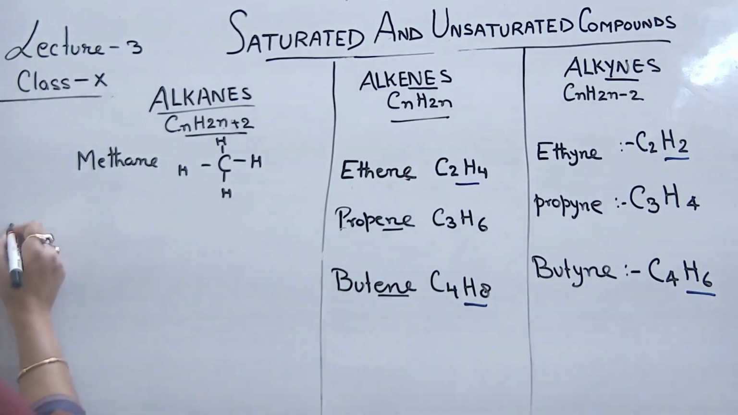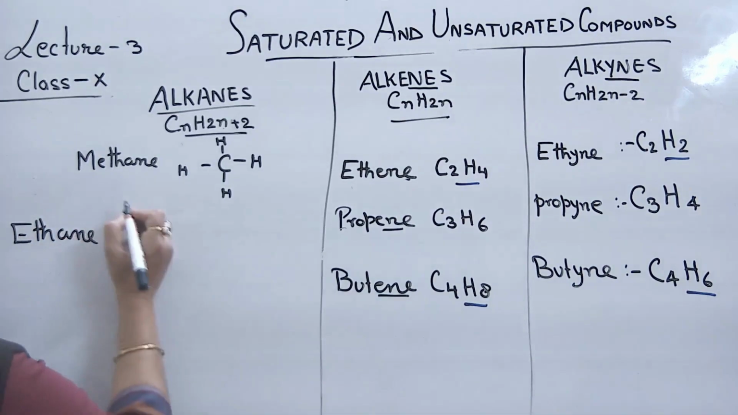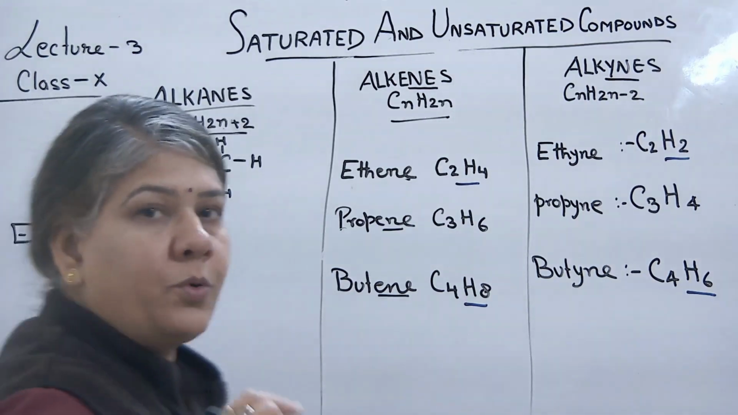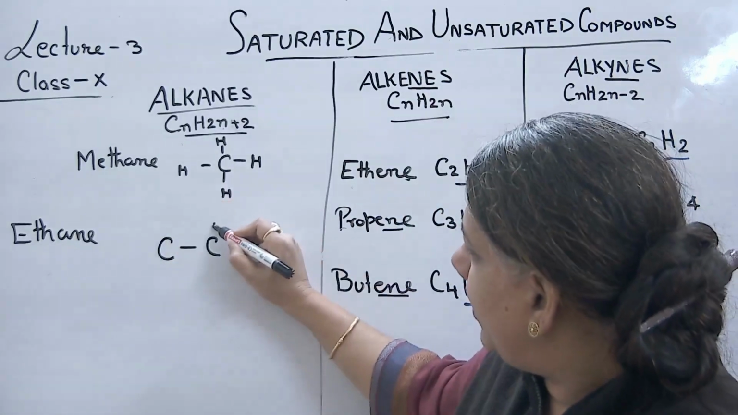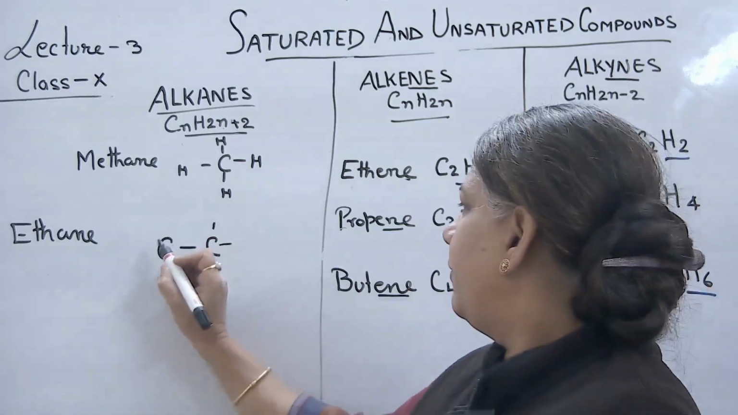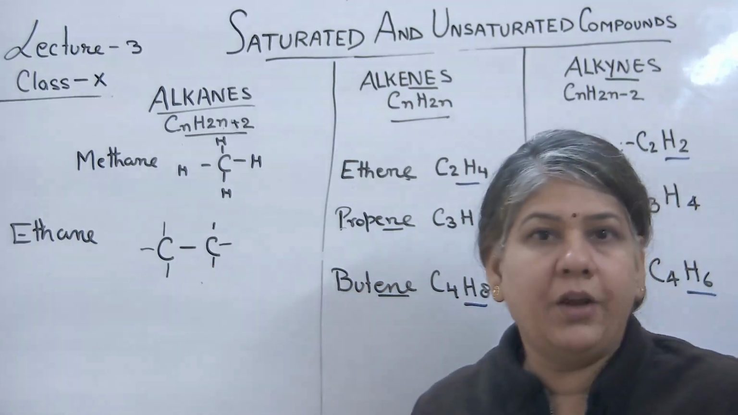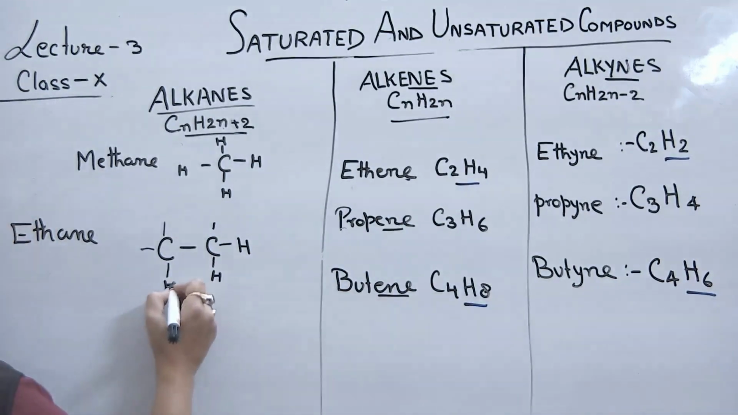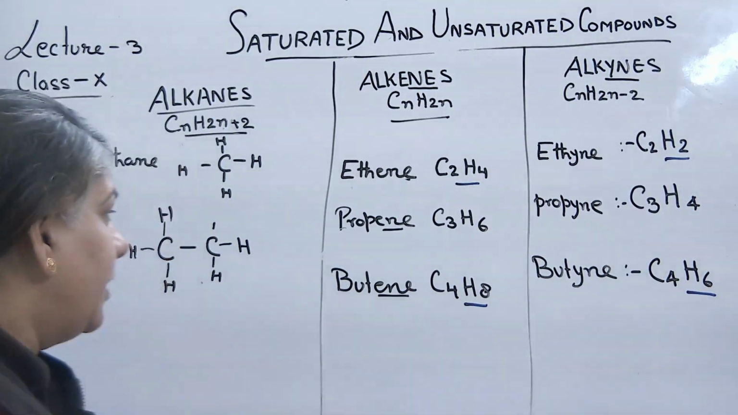See, for ethane, the easiest way is first put the bond between carbon and carbon. Remaining bonds, see this, now remaining 3 bonds form here, you form 3 bonds here and fill it with hydrogen atom. So this is the easy part. See, this is how ethane is represented.